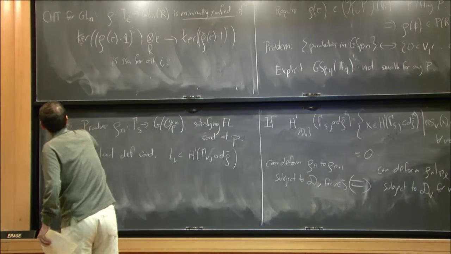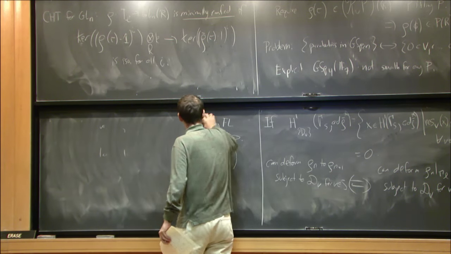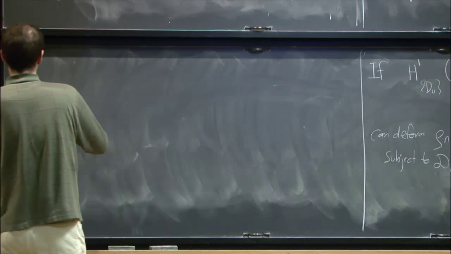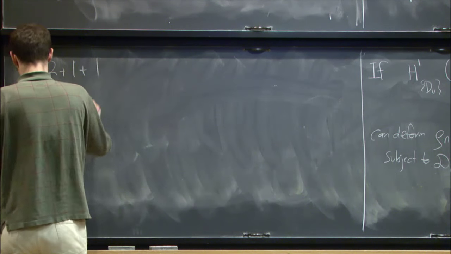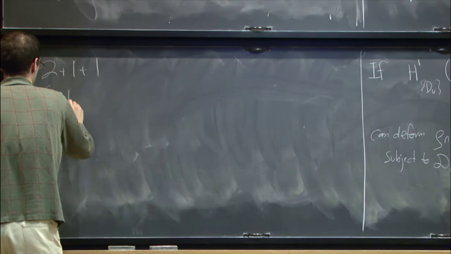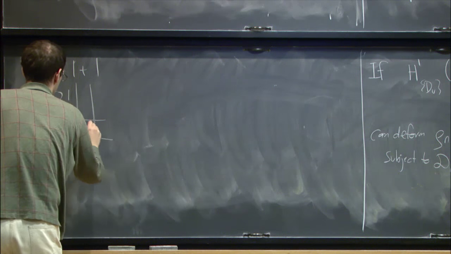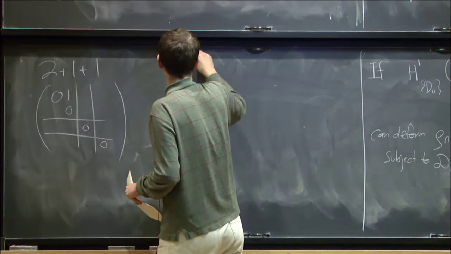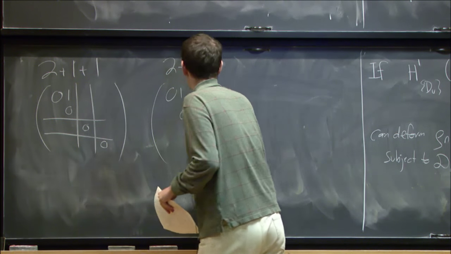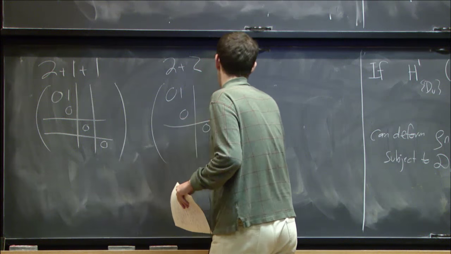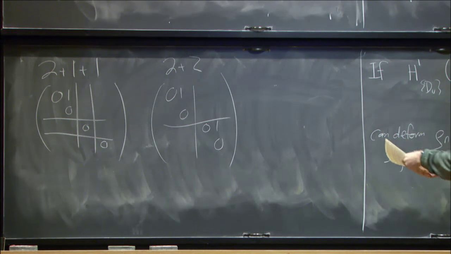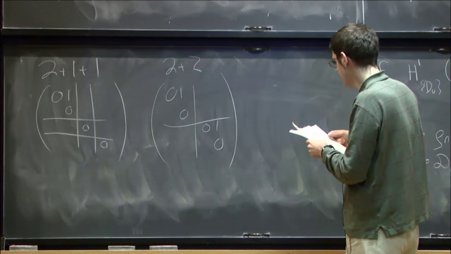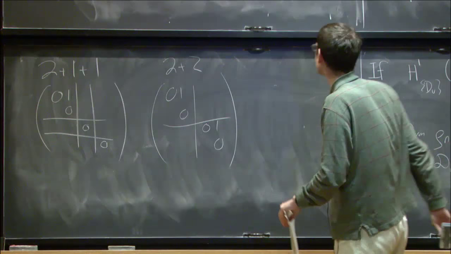So let me give you a couple examples of this. Maybe you have the partition 2 plus 1 plus 1. That corresponds to giving this Jordan block structure. And partition 2 plus 2 corresponds to a different structure. Okay, and there are some more partitions and more examples. So this is over a field.